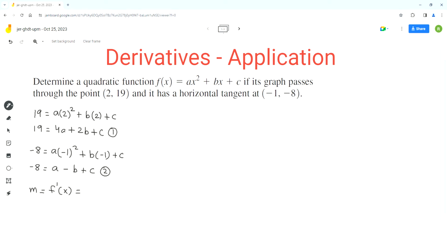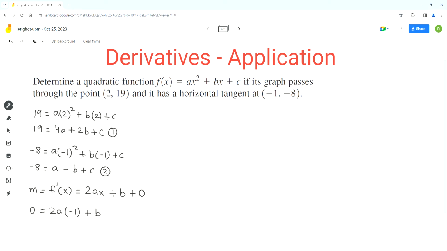and we have to find the derivative of ax squared plus bx plus c. So the derivative of ax squared is 2ax as per the power rule, plus b plus 0. So c is a constant, so that's why its derivative is equal to 0. Now since we are given that the tangent is horizontal, we can sub in the slope value as 0 equals 2 times a. Now the horizontal tangent is at (-1, -8), so we sub in x as -1, plus b.